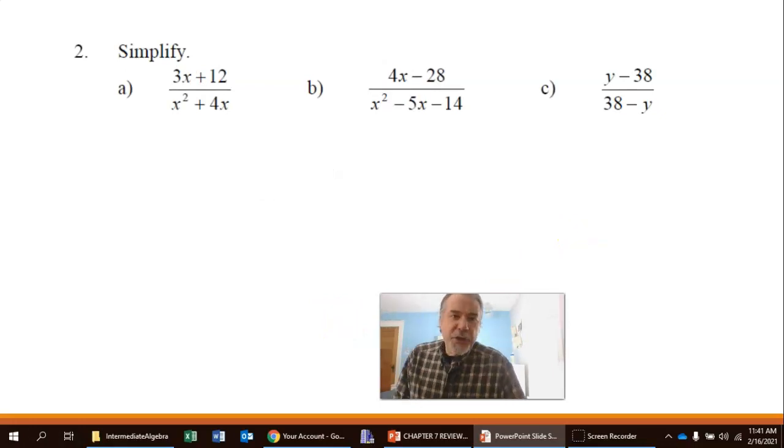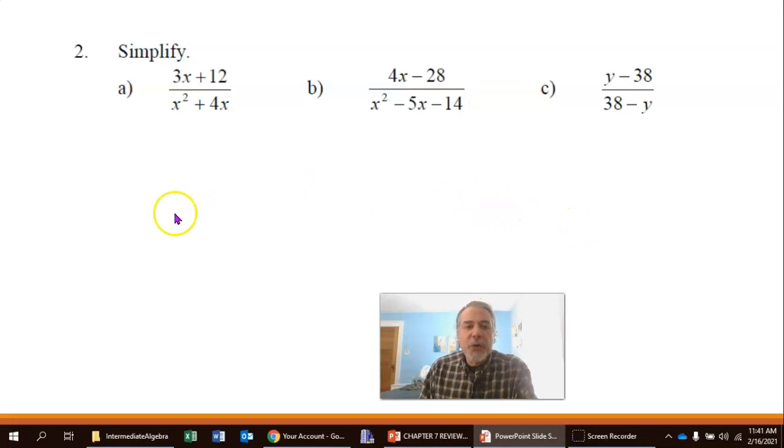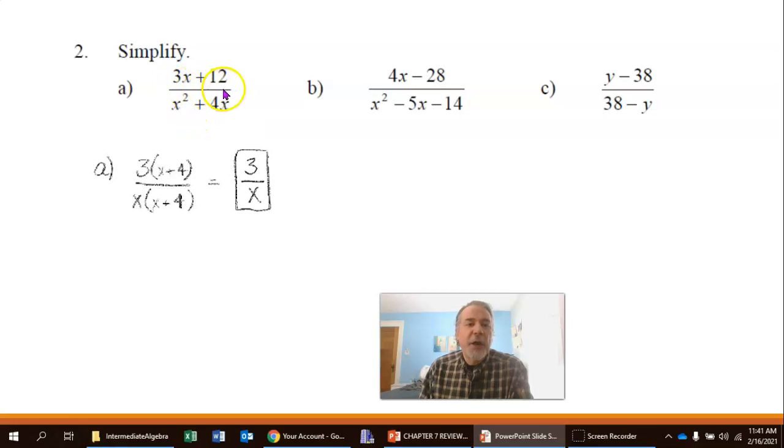Here we have some expressions to simplify. And the way we'll do that is by factoring anything we can in the numerator and in the denominator, and then seeing if there are any common factors we can cancel out. With 3x plus 12 over x squared plus 4x, I can factor out a 3 on top, so that it's 3 times x plus 4. I can factor the common factor of x on the bottom, so that it's x times x plus 4. And then that common factor of x plus 4 divides out, leaving me with 3 over x.